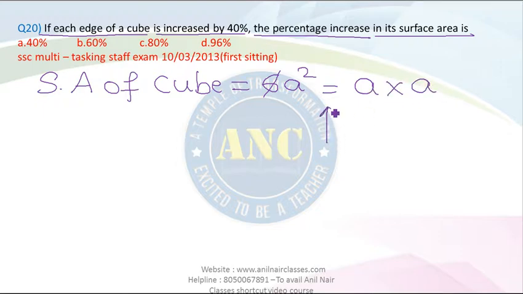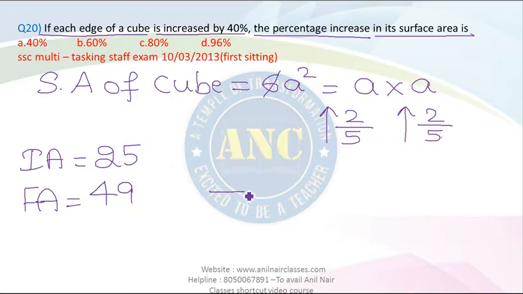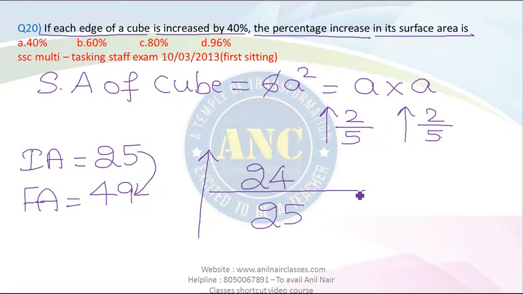One of the side is increased by 40%, 2 by 5. Other side is also increased by 2 by 5. Initial area is the denominator into denominator, 5 into 5, 25. Final area is from 5 there is an increase of 2, 7. From 5 there is an increase of 2, 7. 7 into 7 is 49. Initially it was 25. 25 is becoming 49. There is an increase of 24. But I want to express in terms of 100 as the denominator. 25 into 4 is 100. 24 into 4 is 96.